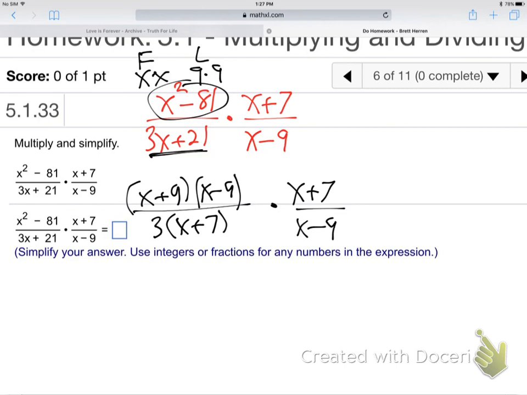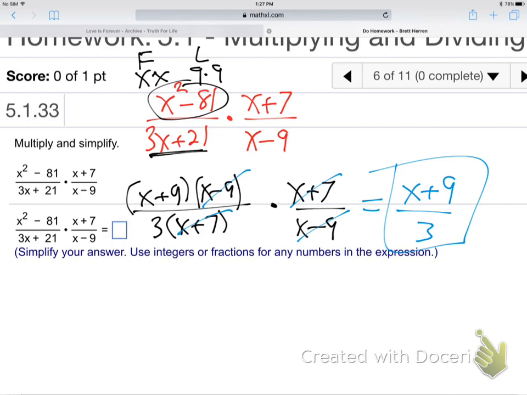Okay, and then where do we go from here? Yeah, cross cancel. Boom, boom, boom, boom. What are we left with? x plus 9 over 3. Can I go 3 into 9? No, because of the glue on the top. If it was 9x over 3, I could totally cancel those and have a 3 left. But the pluses and minuses wreck it.